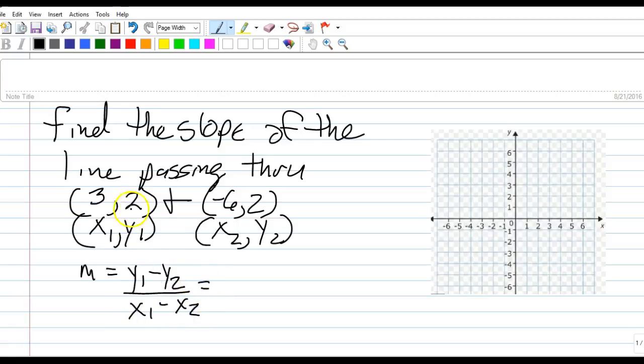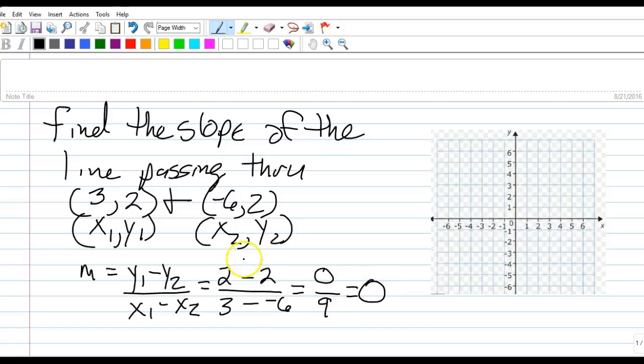So y1 here is 2 minus y2, which is also 2, all over x1, which is 3, subtract x2, which is -6. So I have 2 minus 2, which is 0, and 3 subtract negative 6 is actually positive 9. 0 over 9 is 0.